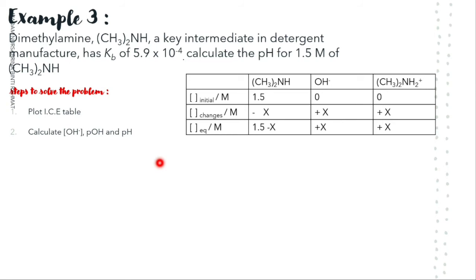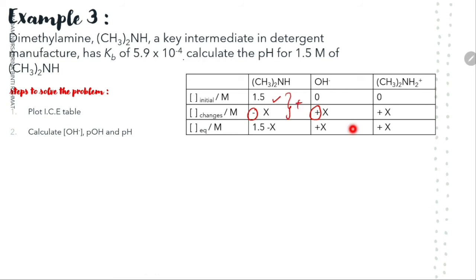So I already plotted it here. 1.5 molar is the original concentration, which is your initial, and the change is in terms of X. Negative indicates the reactant is being used up, positive means the product is being produced. And for equilibrium, it's simply initial plus the change.